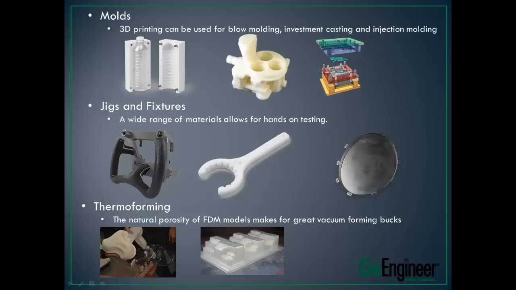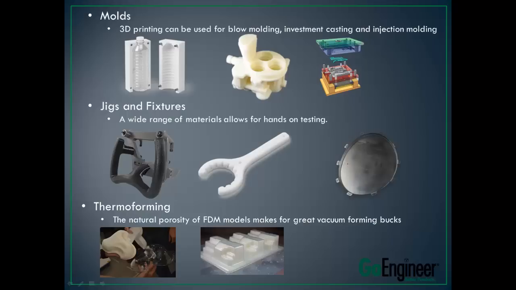FDM is naturally porous, just the way the process lays down the material. There are very small air holes in the model. This lends itself to a really great vacuum forming buck, whether it's a male or female buck. It does a really good job at making bucks for thermoforming. You can see here we can get clear or multiple bucks, things like that.